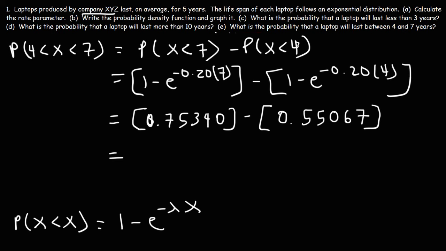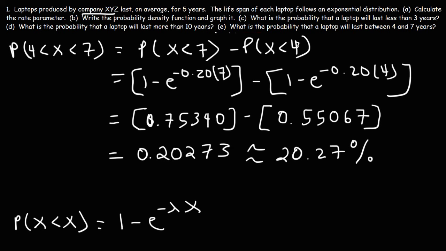Now all we need to do at this point is take the difference of these two numbers. So 0.7534 minus 0.55067. And so the answer is going to be 0.20273. So we could say this is approximately a 20.27% chance, or you could say 20.3%. So there's a 20.3% chance that a laptop issued by company XYZ will last between 4 and 7 years.